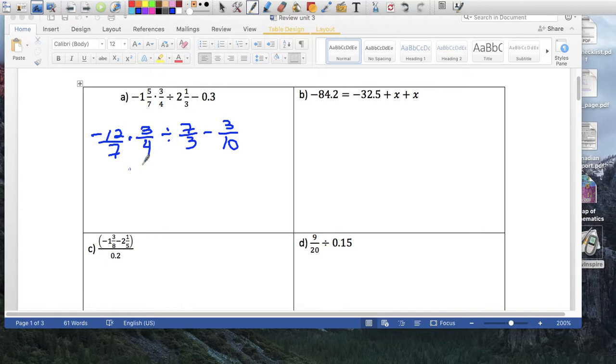Let's take care of these two first. I can simplify: 4 divided by 4 is 1, 12 divided by 4 is 3, and I can multiply. Negative 3 times 3 is negative 9, 7 times 1 at the bottom is 7, and then I'm going to multiply by the reciprocal, right? So multiply by 3 over 7, and then subtract 3 over 10. So let's take care of these two now. It's a negative times a positive, so I get negative 27 over 7, and minus 3 over 10.